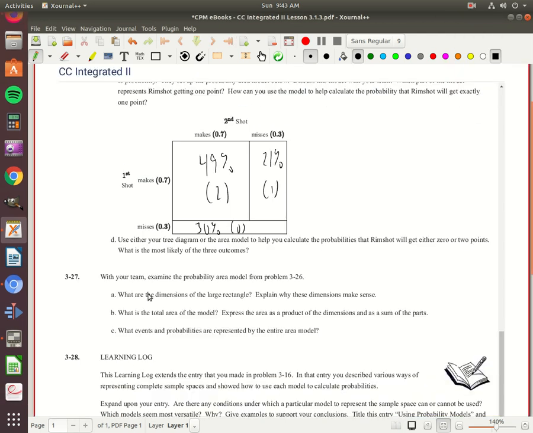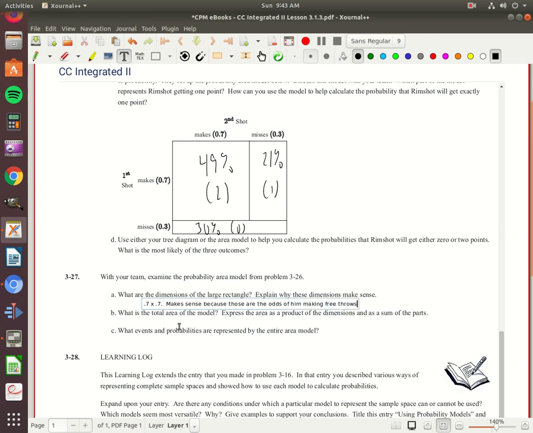Last questions. It says, with your team, examine the probability area model from problem 326, which looks like this. What are the dimensions of the large rectangle? Well, it's 0.7 times 0.7, so it's 49% of the total thing there. And explain why these dimensions make sense. Well, I think they make sense because that's the odds of him making a shot, right? So it's 0.7 by 0.7, which makes sense because those are the odds of him making free throws.